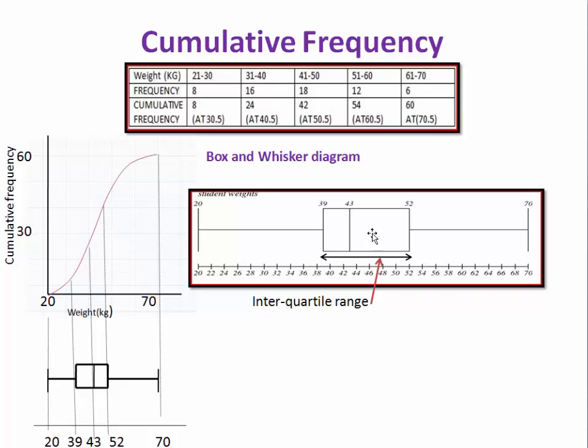If the box was towards this side, towards the lower numbers, this we call a positive skew, and if this box was towards the higher numbers, if it was over here, this we call a negative skew.